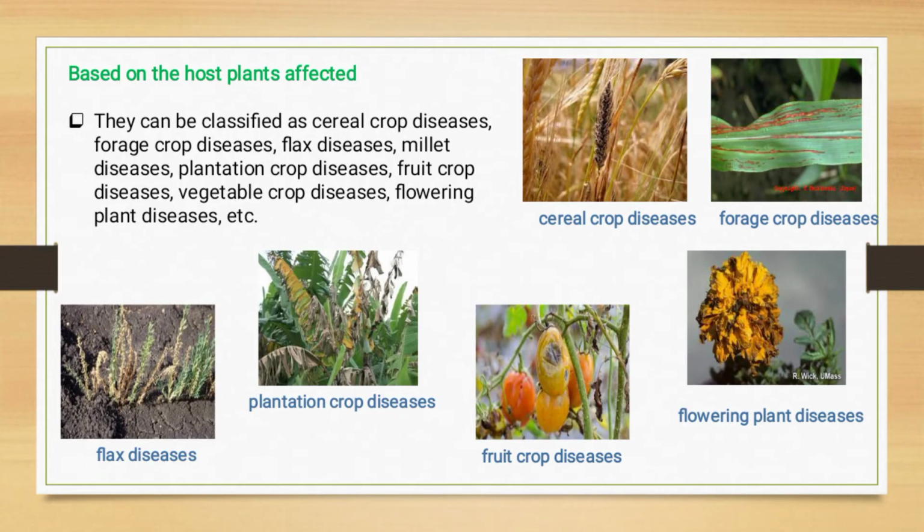Classification based on the host plants affected. They can be classified as cereal crop diseases, forage crop diseases, flax diseases, millet diseases, plantation crop diseases, fruit crop diseases, vegetable crop diseases, flowering plant diseases, etc. It means that according to the types of the crop, the name of that disease is classified.